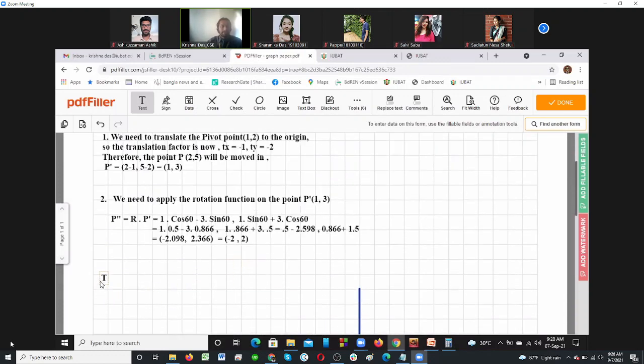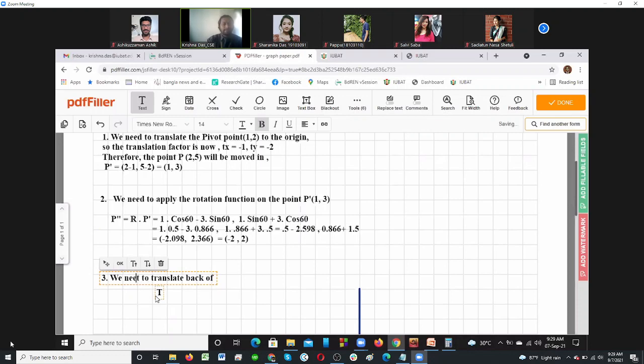So if we do the positive translation, we need to translate back the point or the object, that is P, with the same translation factor, which is 1 and 2. Right, now we are doing the positive translation.